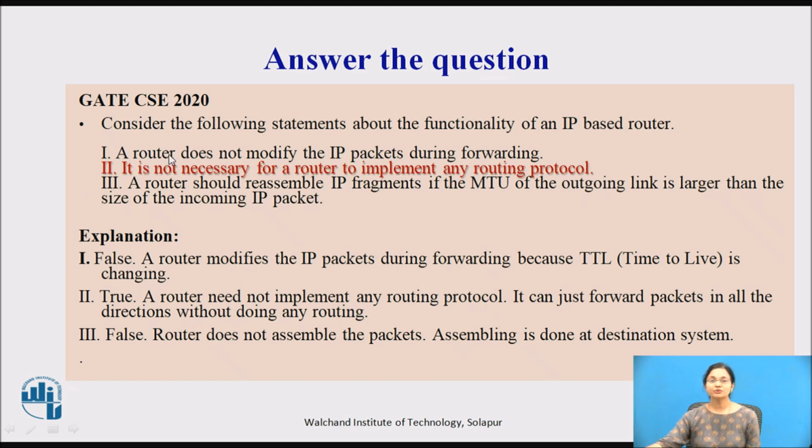Now here we will go through one by one. A router modifies the IP packet during forwarding because we are modifying TTL, time to live, means how much time the packet will live. This is continuously modified, so the statement that a router does not modify is false. Second, it is not necessary for a router to implement any routing protocol. It is true because whatever packets are coming, it forwards to the next. Third one, the router doesn't reassemble the packets. Reassembly is done at the destination system. So here the third is also false.